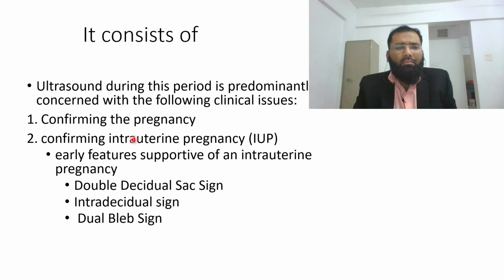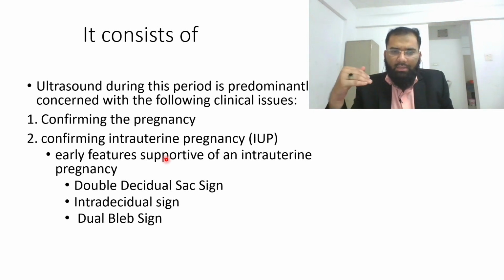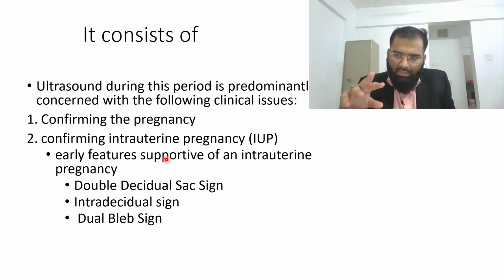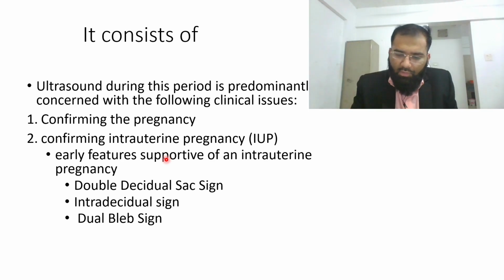Okay. Now we will discuss what things to look for in the first trimester of pregnancy. One, you have to confirm the pregnancy. Second, you have to confirm whether the pregnancy is intrauterine or not, so you have to rule out ectopic pregnancy. Here we are going to discuss early features of intrauterine pregnancy. The most important signs are the decidual sign, intradecidual sign, the double decidual sign, the double bleb sign, and the diamond ring sign, which we are going to see.